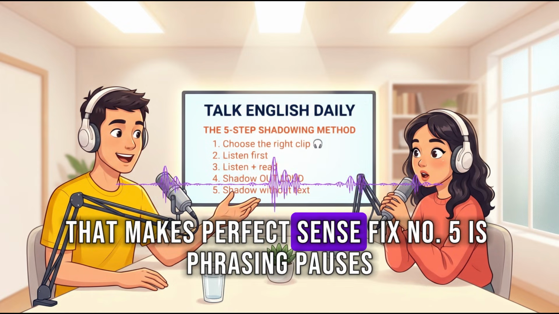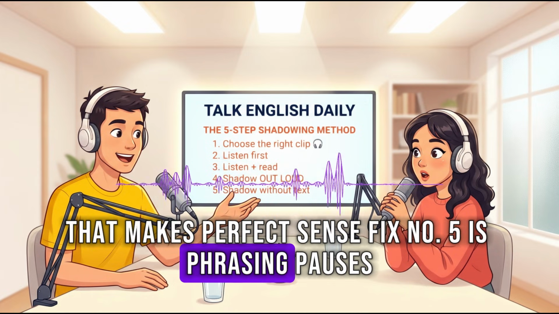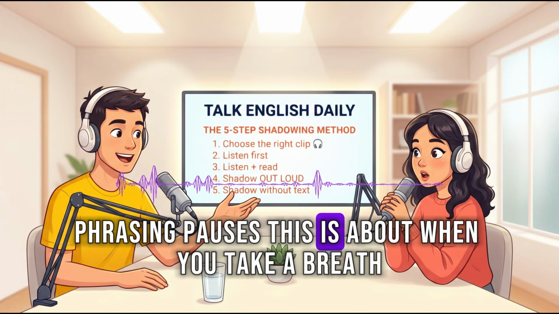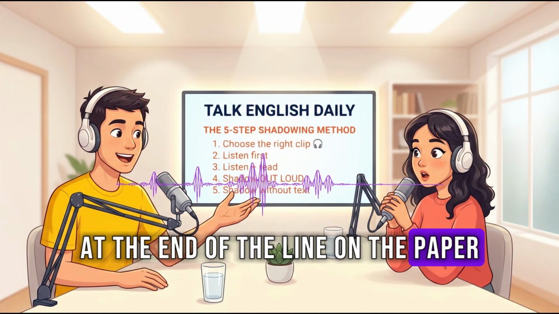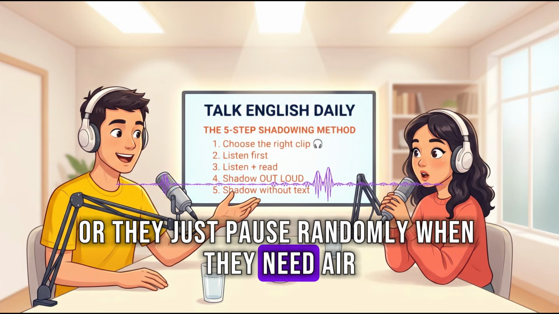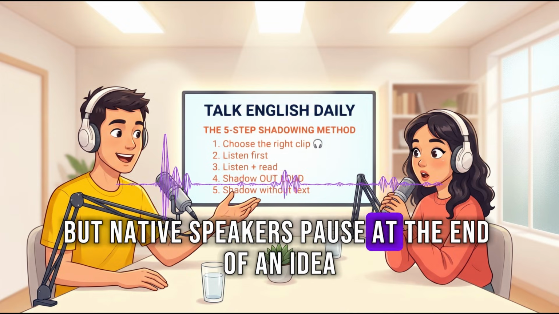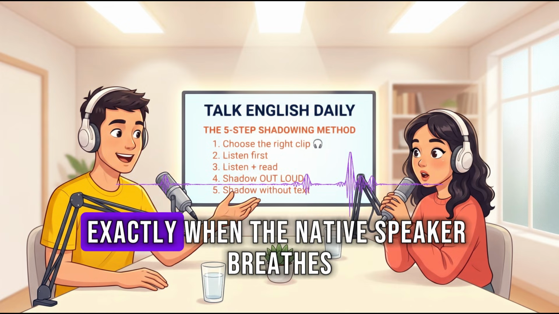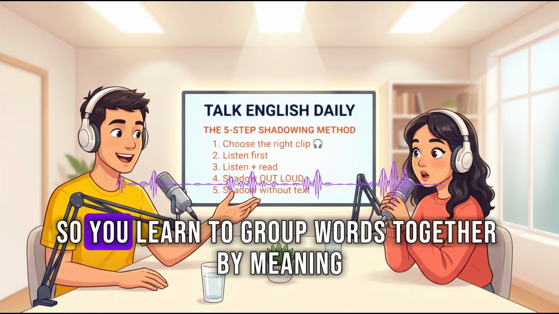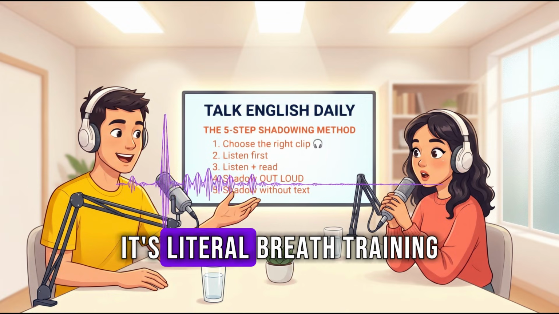That makes perfect sense. Fix number 5 is phrasing pauses. This is about when you take a breath. When people read, they pause at the end of the line on the paper, or they just pause randomly when they need air. But native speakers pause at the end of an idea. We call that chunking. Shadowing forces you to breathe exactly when the native speaker breathes. So you learn to group words together by meaning, not by accident. Exactly. It's literal breath training.